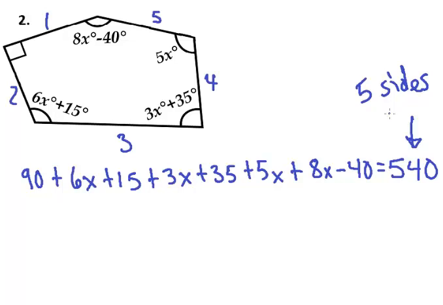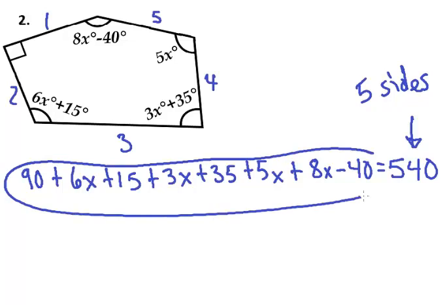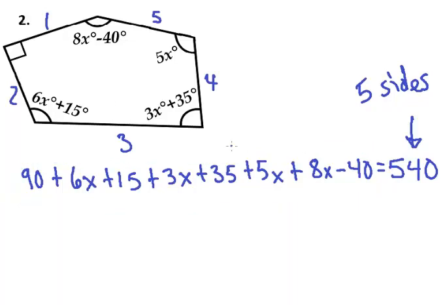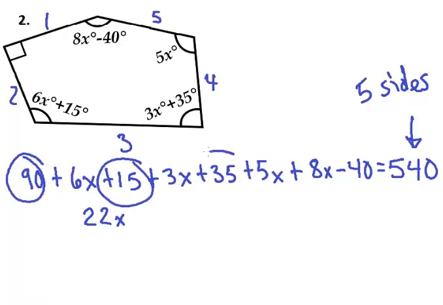Now, again, we have a lot of things in here, so what are we going to do? Okay, we need to make sure that we have less things in here. How? By adding or subtracting. We're going to start with the letters. We have 6x plus 3x plus 5x plus 8x. If we add all of that, the answer will be 22x. After that, we're going to go with the numbers. 90 positive plus 15 plus 35 minus 40.